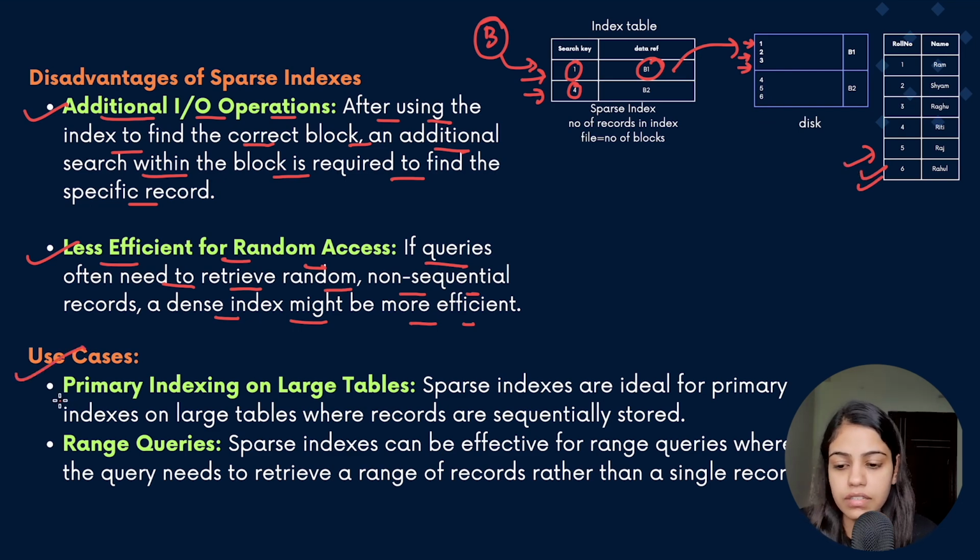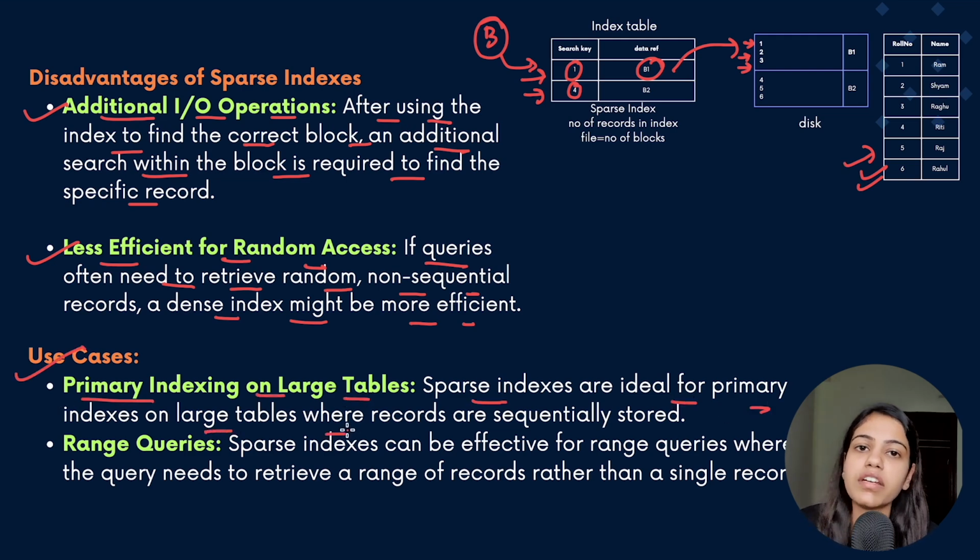Coming to the use cases: primary indexing on large tables. Whenever we want to perform primary indexing on large tables where the data is mostly stored sequentially, we can use the sparse index, because the sparse index helps us fetch our query results in less time rather than going to each and every block one by one and searching for data.